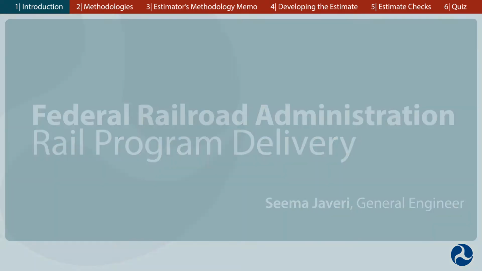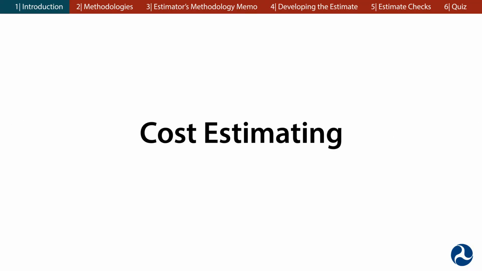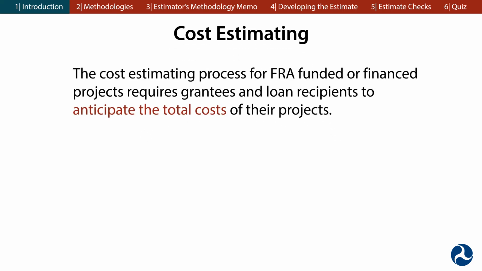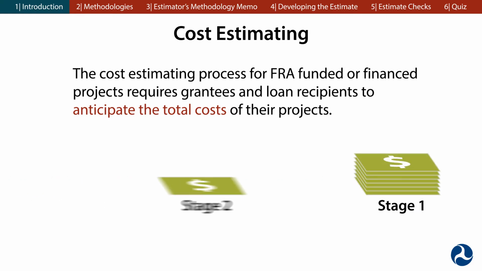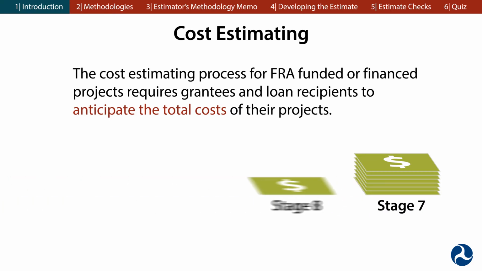Hello, everyone. In this video, we'll discuss the elements involved in developing a cost estimate for a railroad project. Let's get started. The cost estimating process for FRA-funded or financed projects requires grantees and loan recipients to anticipate the total costs of their projects. This should happen at various stages in the project development process, based on the information available at the time.